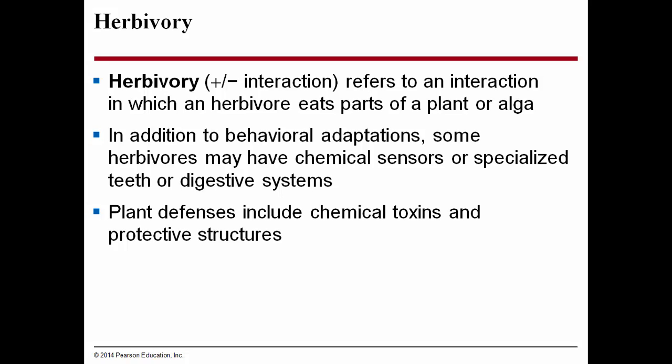Okay, herbivory is obviously where an herbivore eats a plant, or parts of a plant, or all of a plant, or algae. In addition to behavioral adaptations, some herbivores may have chemical sensors or specialized teeth or digestive systems. Plant defenses include chemical toxins and protective structures. Protective structures might include spines, like in cactuses, which are actually highly adapted leaves, or thorns, like you find on the greenbrier or rose tree.